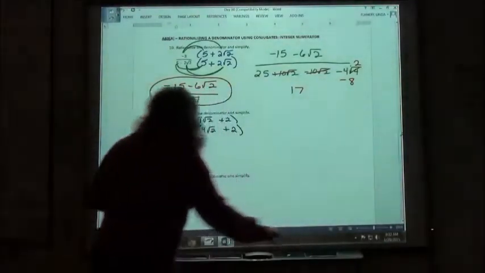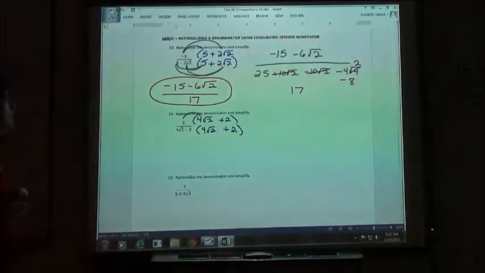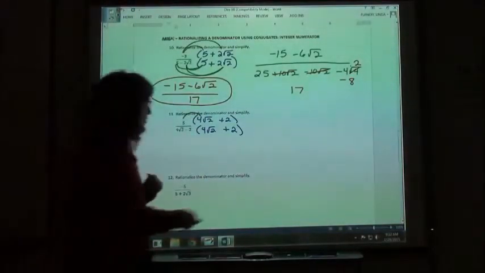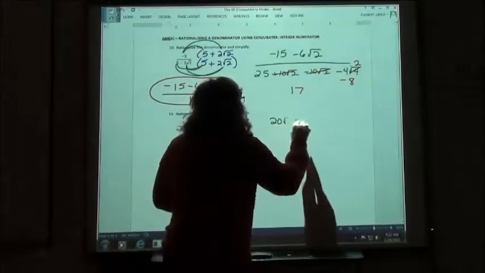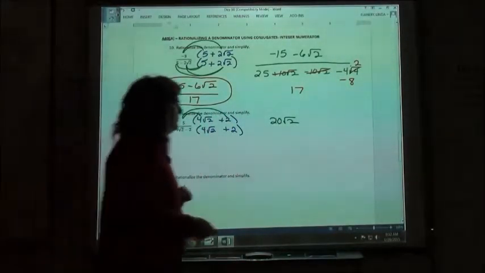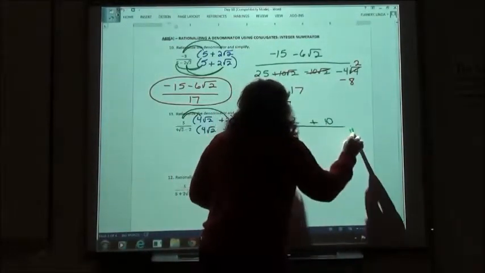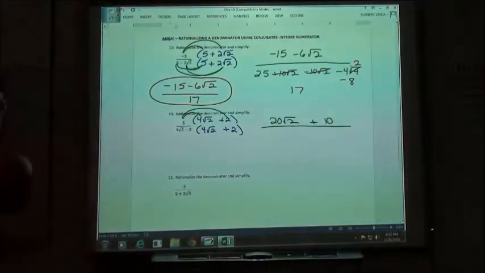And so when we multiply that, 5 times 4 square root of 2 would give me 20 square root of 2. 20 square root of 2, exactly. And then 5 times 2? 10. 10, plus 10. So we got the top done. The top was easy. Now we're going to FOIL the bottom.